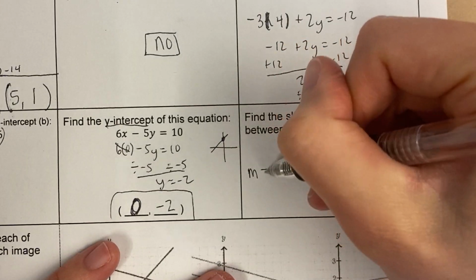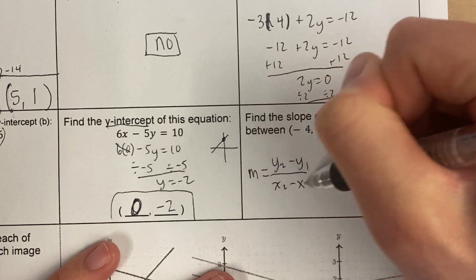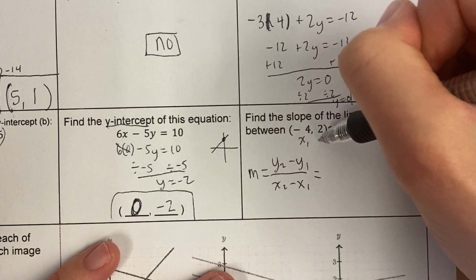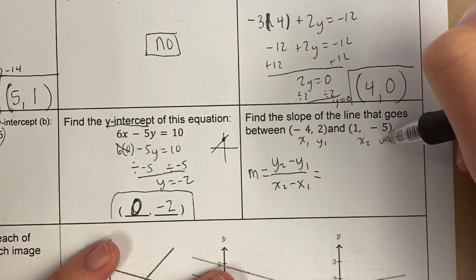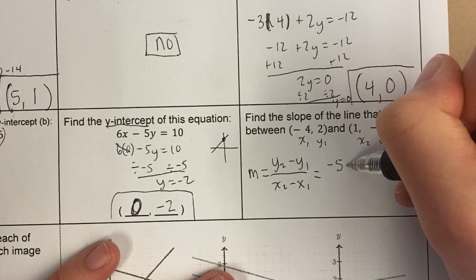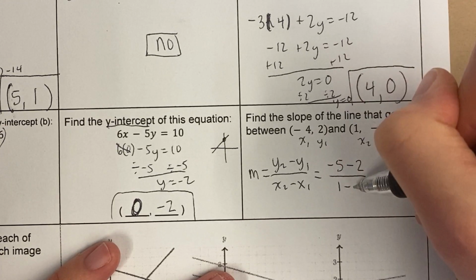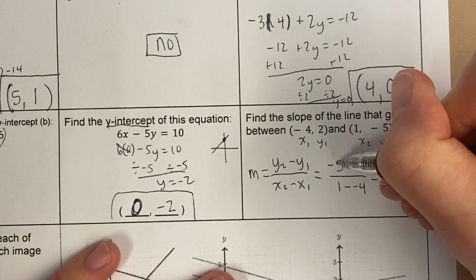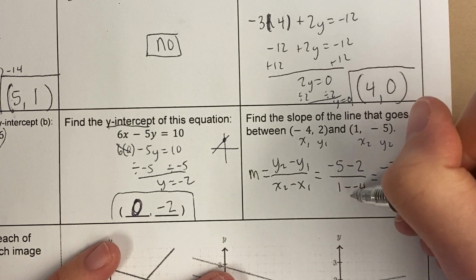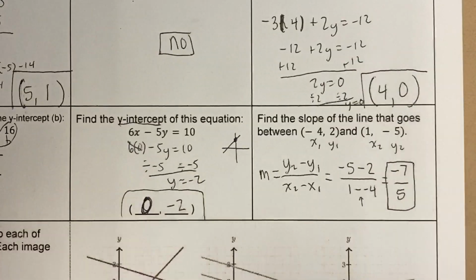Slope of the line: y2 minus y1 over x2 minus x1. Okay, you don't need to memorize the formula. It'll be given to you on the final. Here are your numbers you're going to plug in: y2 minus y1 over x2 minus x1. Negative 5 minus 2, that's negative 7. 1 plus 4, this becomes a plus. 1 plus 4 is 5. This is what you would enter, negative 7 over 5.